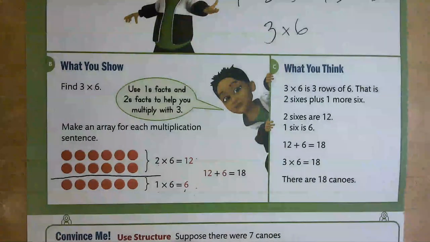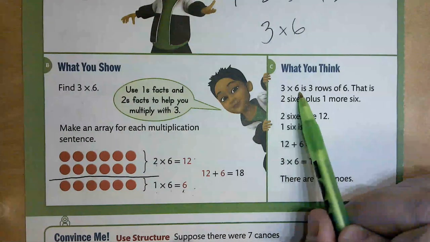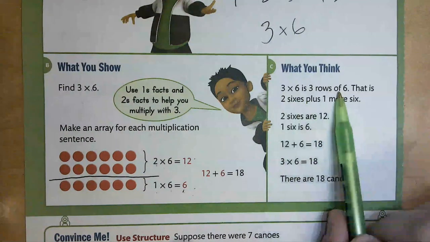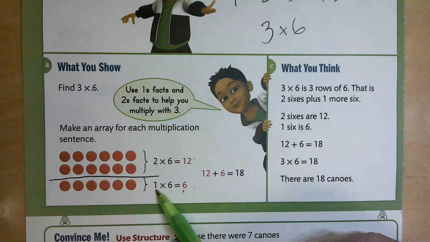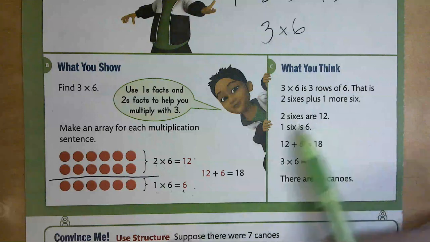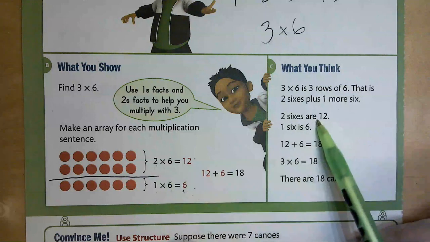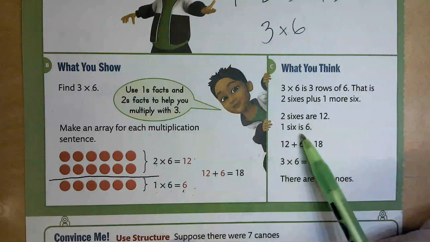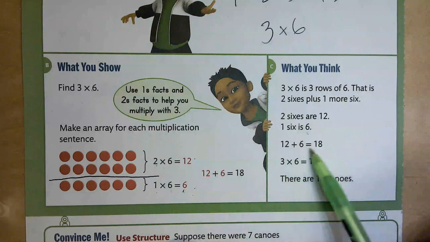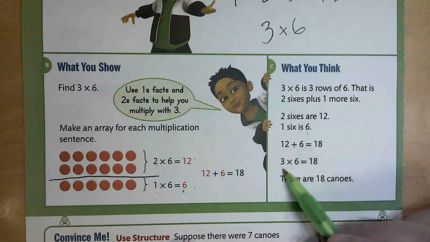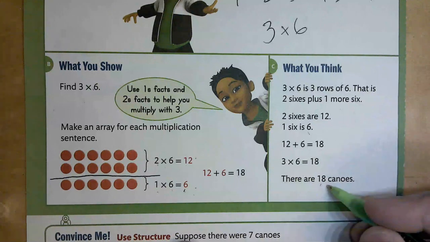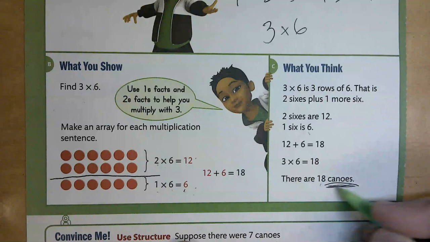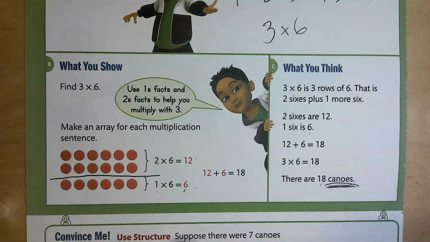Well, what do you think? Let's take another look. 3 times 6 is 3 rows of 6. That is 2 6s plus 1 more. 2 6s is 12. 2 times 6 equals 12. 1 6 is 6. 12 plus 6 equals 18. So 3 times 6 equals 18. There are 18, and in our word problem, we were using canoes. So that's why they included their word here in order for us to see that.